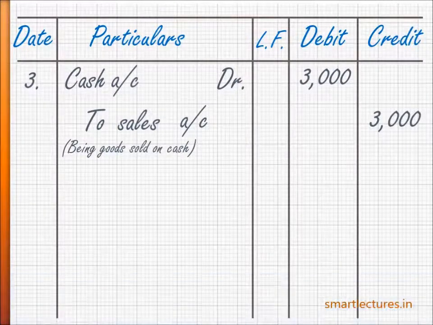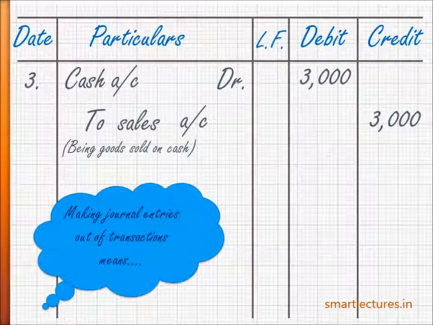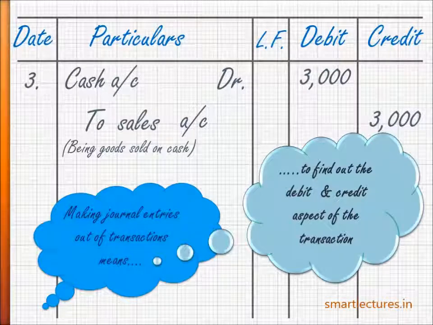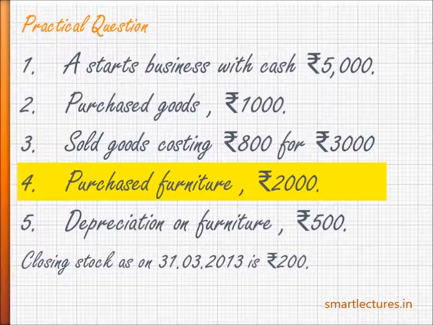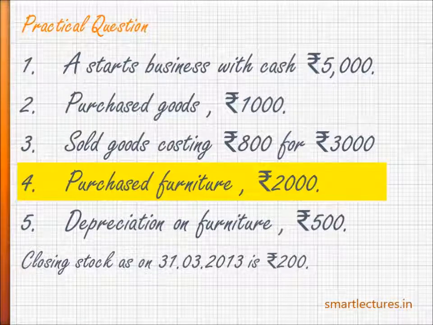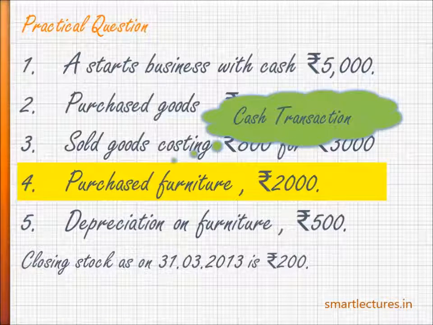Please be careful. To make the journal entry out of the transaction means to find out the debit and credit aspects of the transaction, and we are doing the same thing. Now the next transaction is purchased furniture rupees 2,000. Furniture is an asset for us. So we have bought the furniture and we have paid the cash immediately. This is a cash transaction.